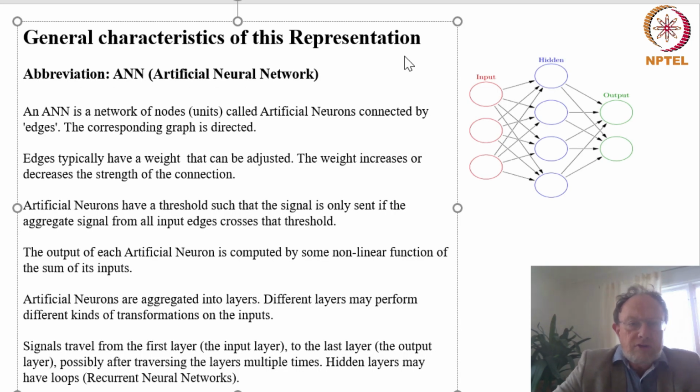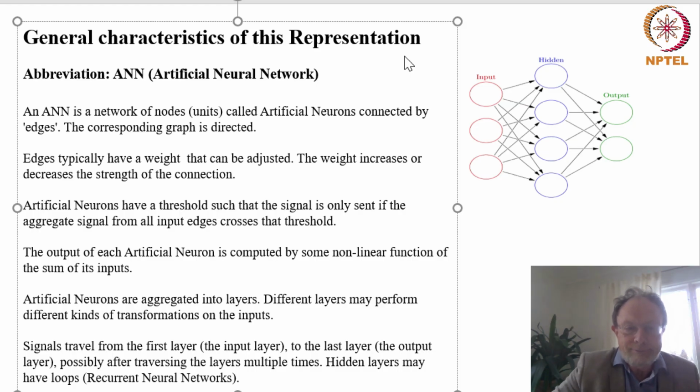So an artificial neural network, abbreviated ANN, is a network of nodes or units, commonly called artificial neurons, connected by edges. The corresponding graph is directed. Edges typically have a weight that can be adjusted. The weight increases or decreases the strength of the connection. Artificial neurons also have a threshold such that the signal is only sent from the neuron if the aggregate signal from all input edges crosses that threshold.